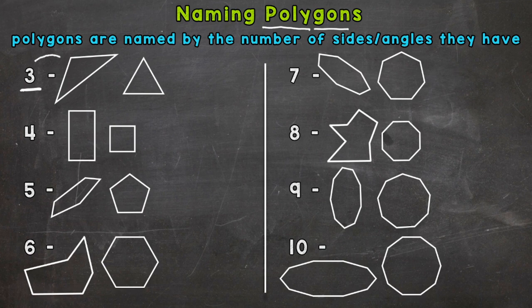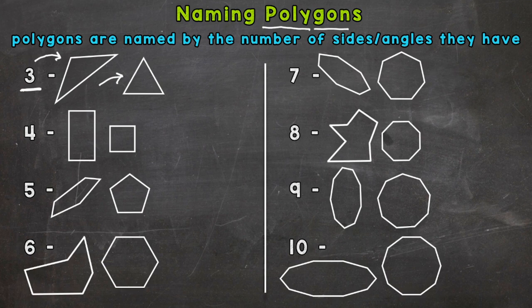So if we take a look at our examples here, 3 sides and 3 angles. Now, there are 2 examples for each of these. The examples on the left are irregular polygons. That means the sides do not all have to be the same and the angles do not all have to be the same. The examples on the right are regular polygons. All the angles have to be the same and all the side lengths have to be the same.